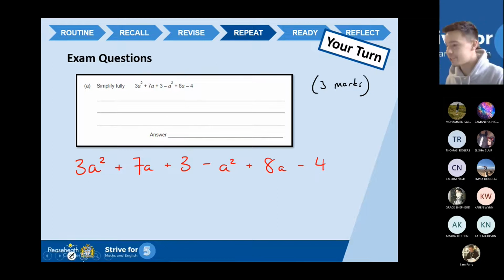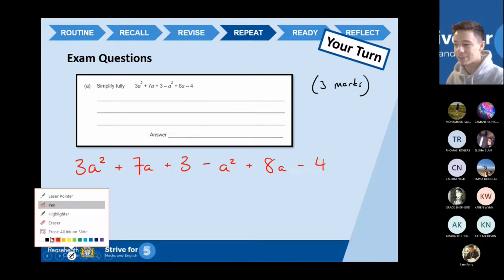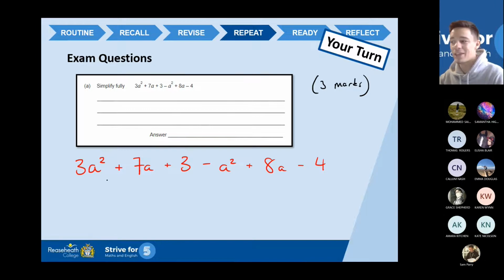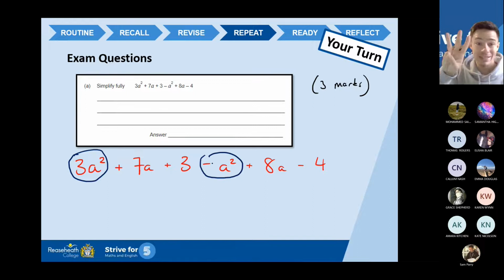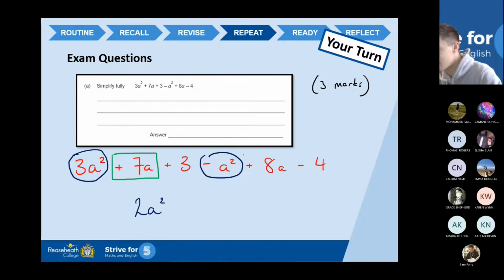Whew. You can understand why we simplify. The amount of energy to say that and write that down compared to just bunching it together makes a lot of sense. So let's circle 3a squared minus a squared. Well, that's going to be 3 take away 1 will leave me with 2. So it's going to be 2a squared. Next bit, I've got plus 7a plus 8a. Well, that's going to be plus 15a.